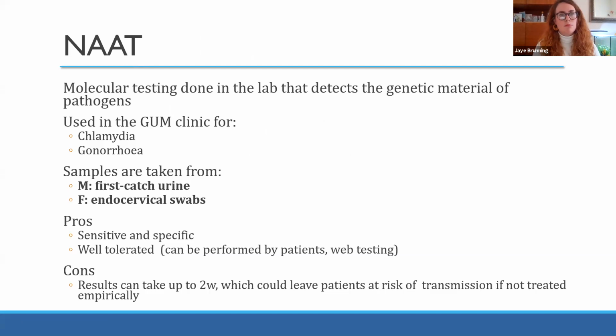So, nucleic acid amplification testing. This is a form of molecular testing done in a lab that detects the genetic material of pathogens. In the gum clinic, it's used primarily for chlamydia and gonorrhoeae. Samples are taken depending on the kind of genitals the patient has. If they have a penis, you get them to do a first catch urine. That is the best way to do this test. They'll put urine into a pot and then you can test it. If they have a vagina, endocervical swabs are the best way, and these can be done either by the patient or by the practitioner, depending on what the patient would prefer.